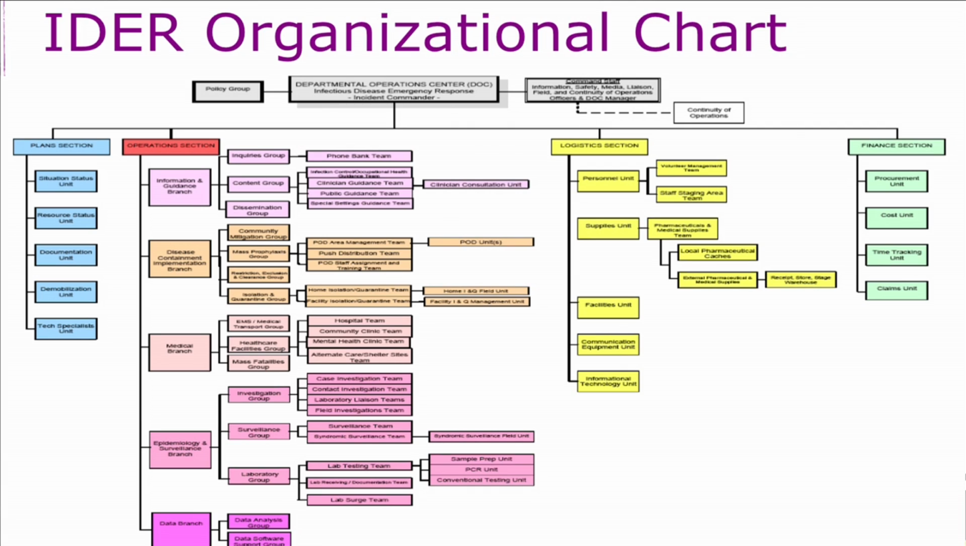What we've just looked at is an overview of the organizational chart, the top level. When you look at the IDER toolkit, you'll see that the organizational chart is actually much larger, that each of these branches and units have been thought through, and the organizational chart is much deeper to reflect those details. When you open the Infectious Disease Emergency Response Plan, you'll find very detailed guidance on how to actually operationalize all the different boxes you see on the organizational chart.